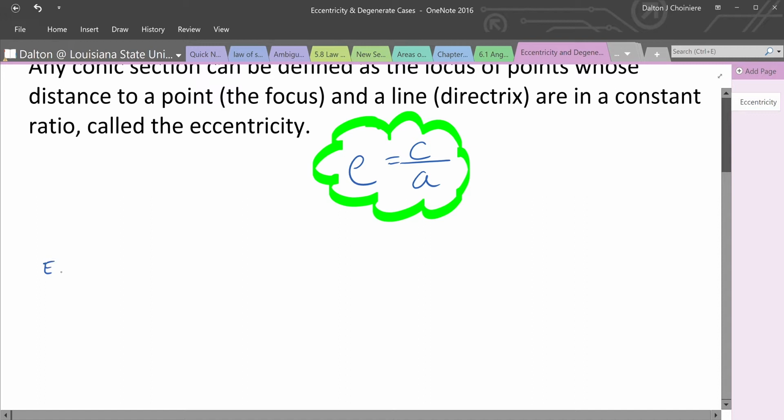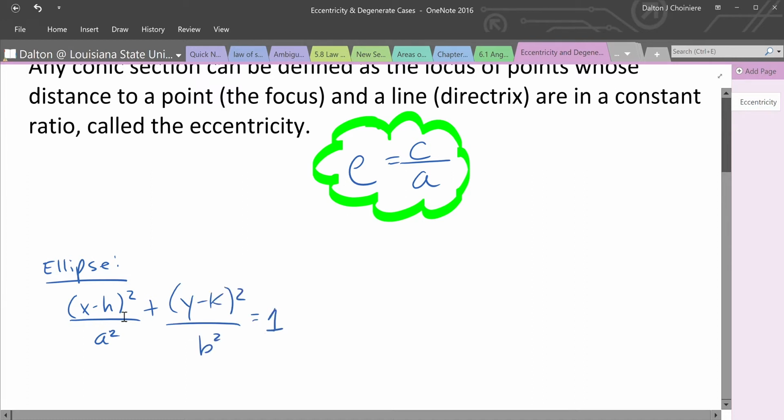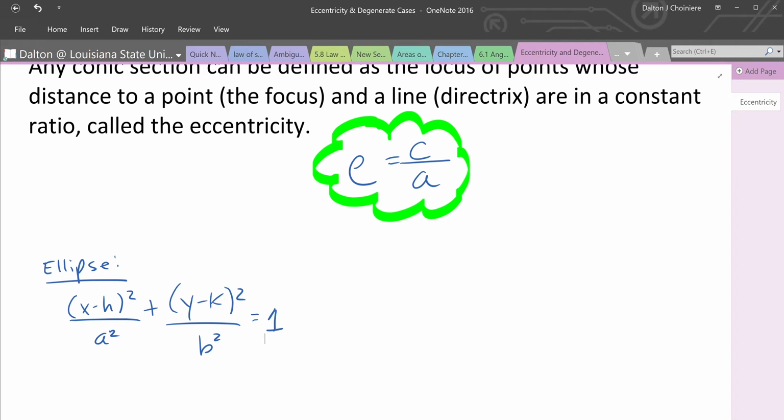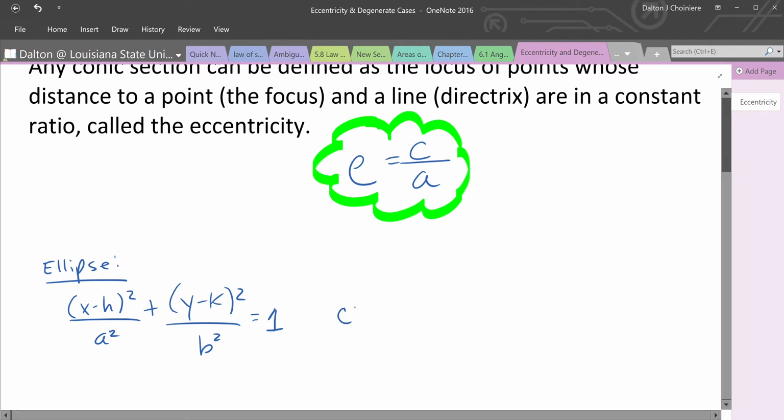so I want to recap really quickly. For an ellipse, our equation is x minus h squared over a squared plus y minus k squared over b squared is equal to 1. And of course, we know also that our x minus h and our y minus k could switch spots. But the key for an ellipse is A is always bigger than B. So when you try to find the location of the focus, you had to solve for C. And C squared for an ellipse is defined as A squared minus B squared. And we subtract in that order since we know that A is bigger than B.